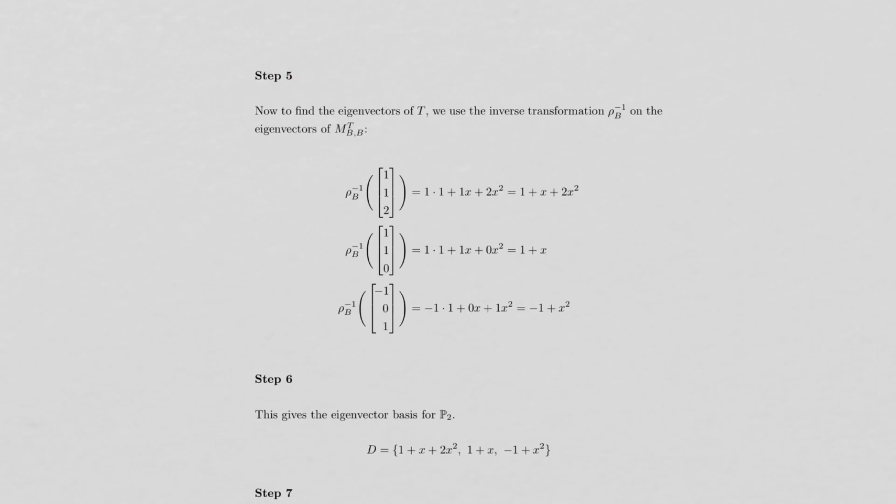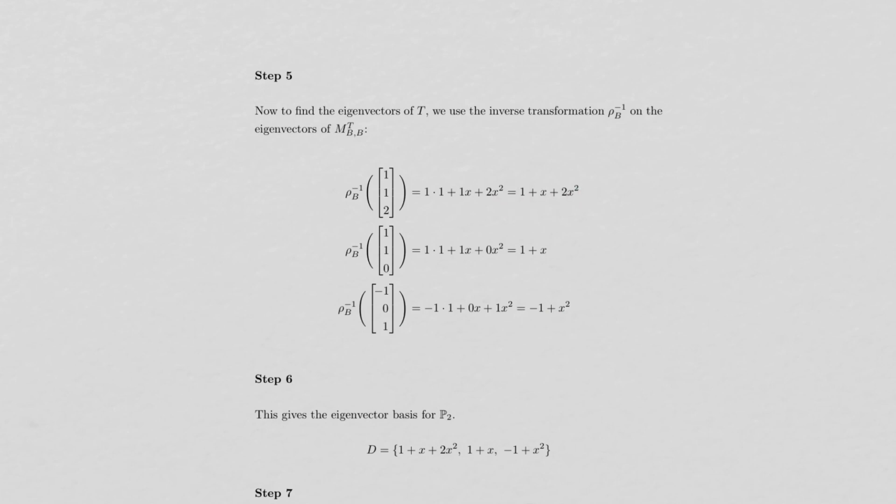Okay, step 5, find the eigenvectors of T using the inverse transformation. So I'm going to multiply the basis vectors by these coefficients. 1 times 1 plus 1 times x plus 2 times x squared to give me this vector. 1 times 1, 1 times x, 0 times x squared to give me this one. Minus 1 times 1, 0x, 1 times x squared to give me this one.